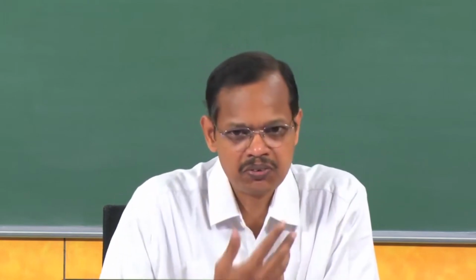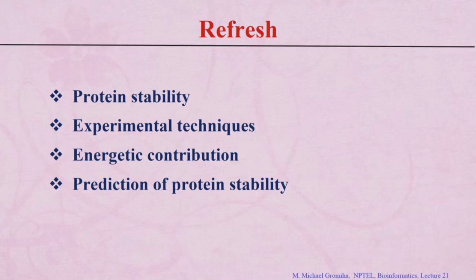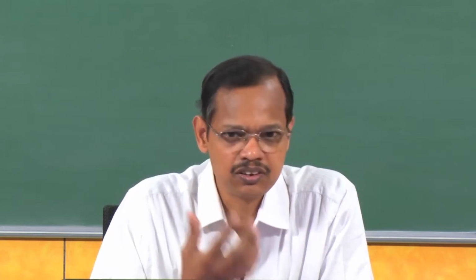So, there are various experimental techniques which can provide the data on stability. For example, thermal denaturation or chemical denaturation. There are several experimental techniques such as circular dichroism, fluorescence spectroscopy, and differential scanning calorimetry. So, we can use these experiments to obtain the data on protein stability.